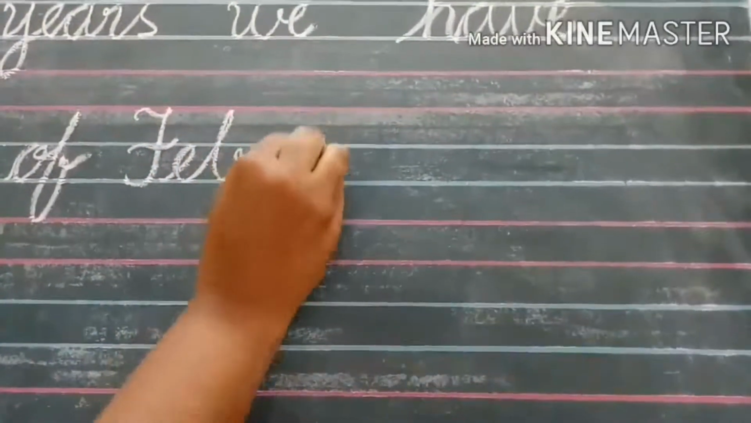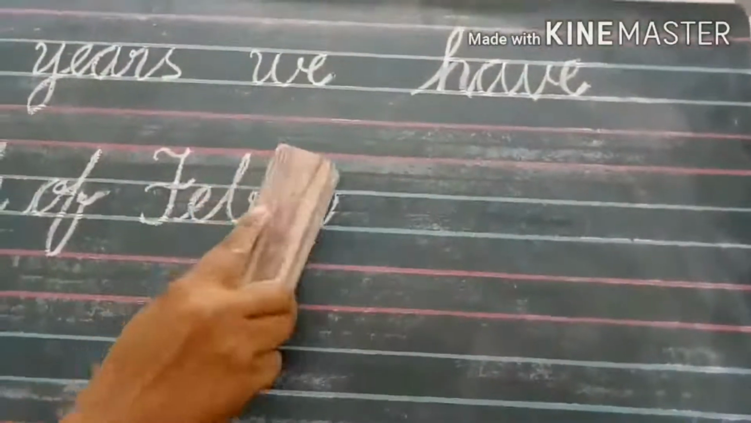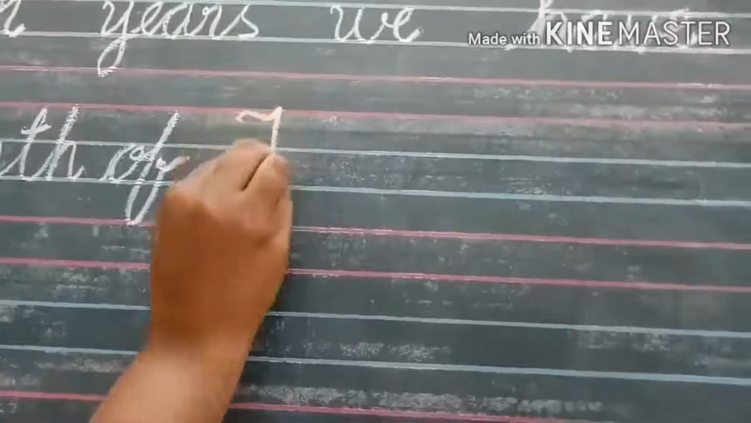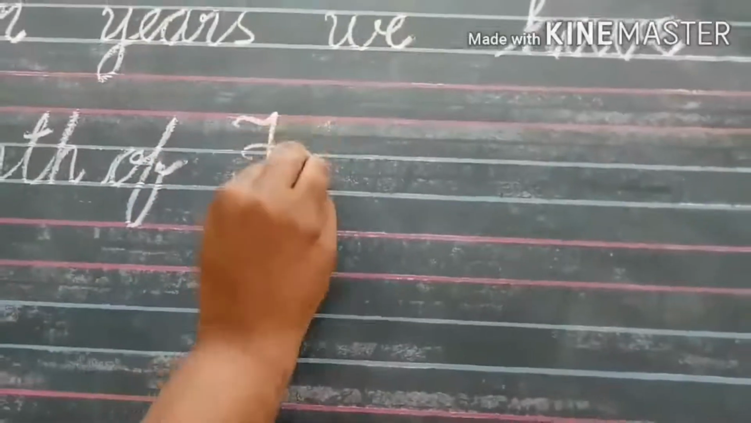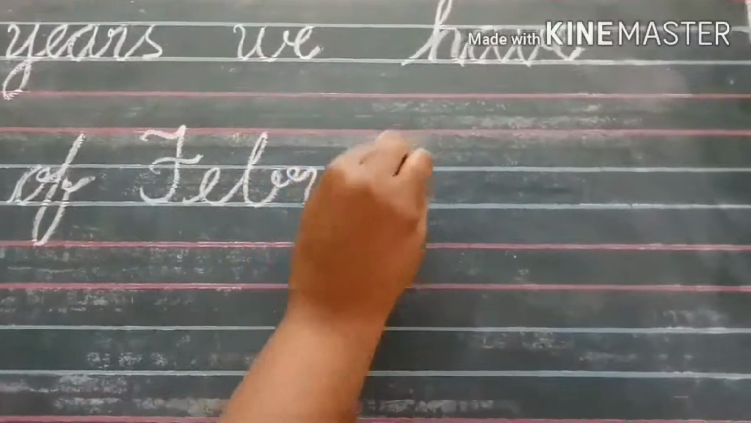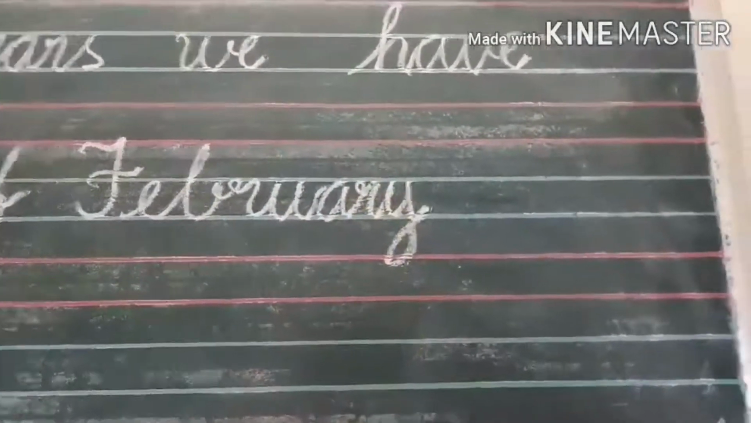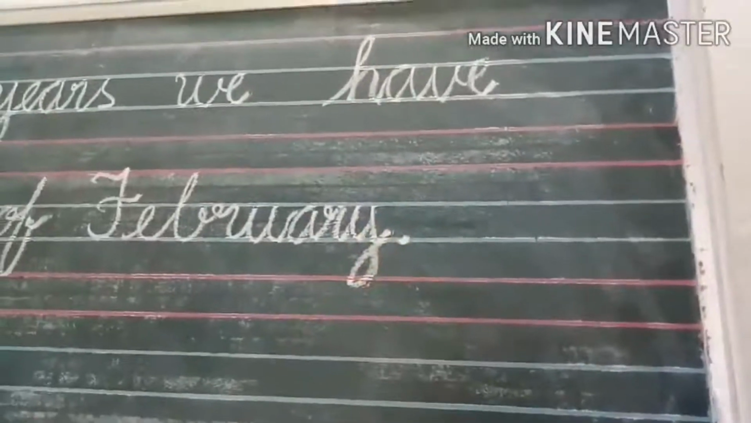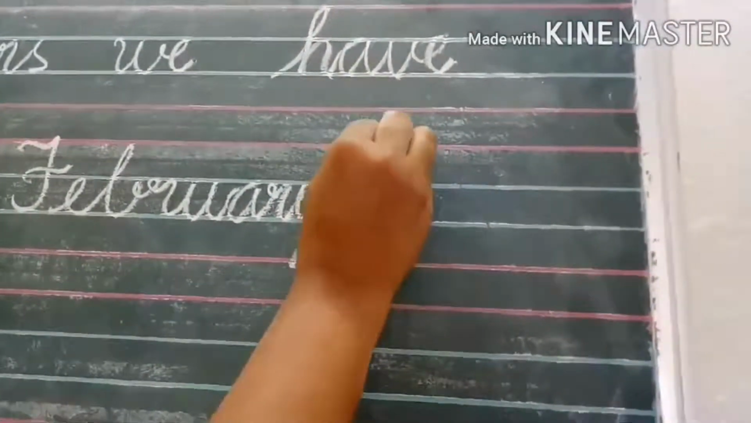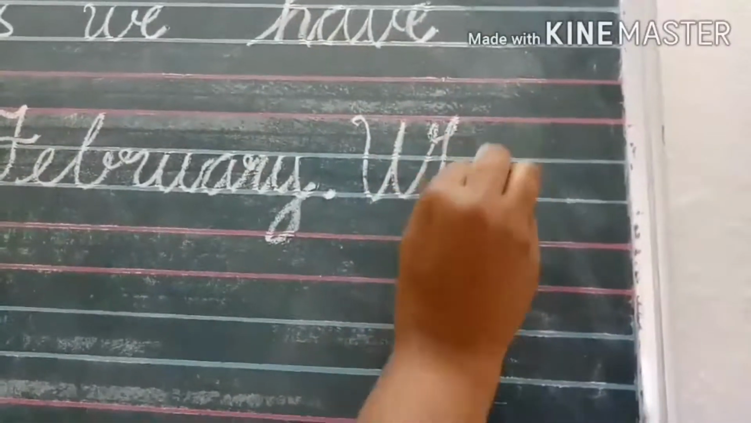Fifth one is, the earth is of this shape. I repeat the question again, children. The earth is of this shape. What is the shape of the earth, children? Is it circle, which means round? The answer is round.